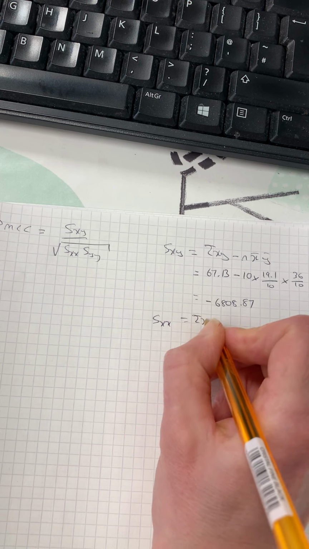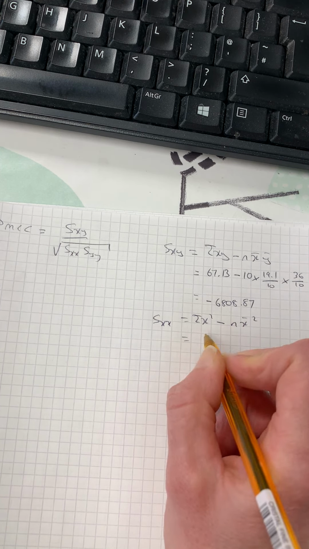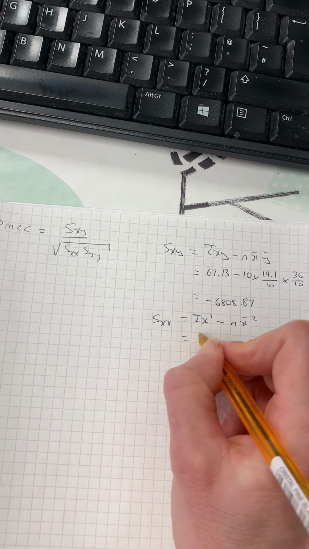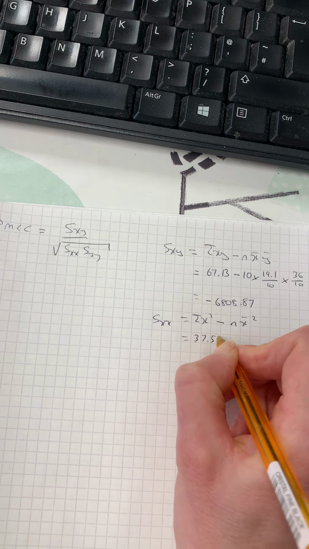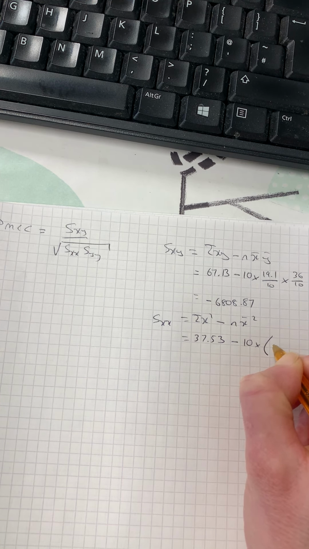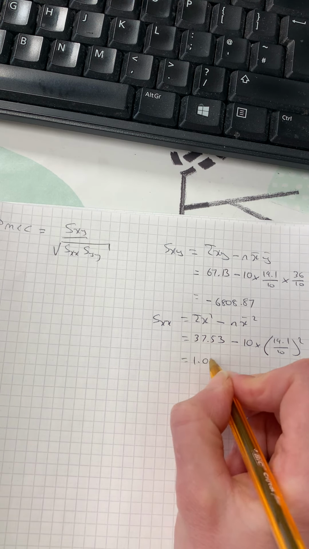SXX is the sum of the x squared minus n times the mean squared. The sum of the x squareds, if you work those out, that should be 37.53 if my work is right. 10 times the mean squared is 19.1 over 10 squared. So let's see what we can do with that. Just plugging it straight through the calculator here. I have got 1.039.